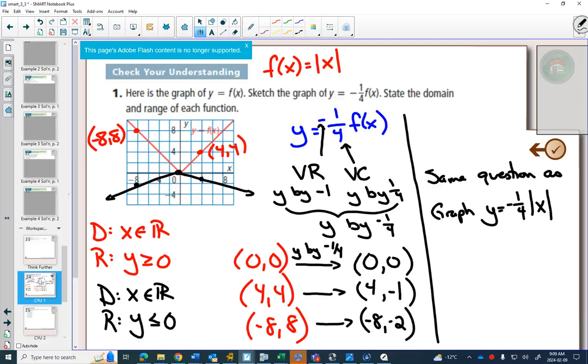Now something I mentioned at the beginning. Has anybody figured out why I chose 4, 4 and -8, 8? Yeah, they divide nicely by the 4, they multiply nicely by 1/4 to get nice points. Now, it doesn't matter if you don't get a nice point. Had you chosen, like, 1, 1, it's not wrong, but then when you multiply your y value by 1/4, you're going to get 1, negative 1/4, which is just a little bit more awkward to try to draw than those other points.